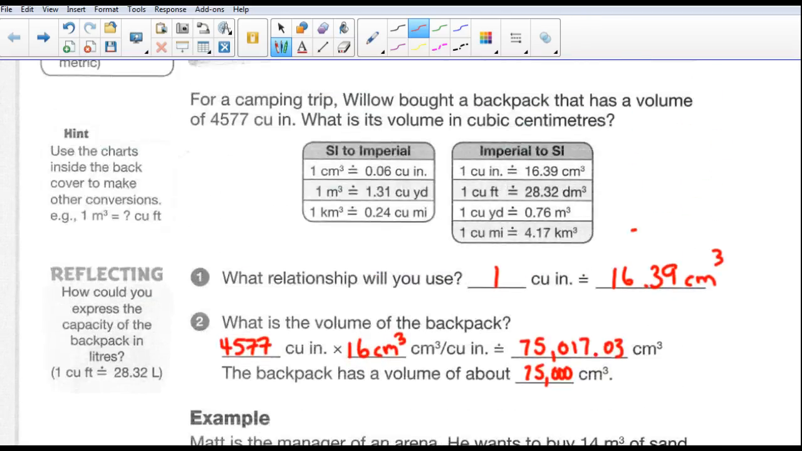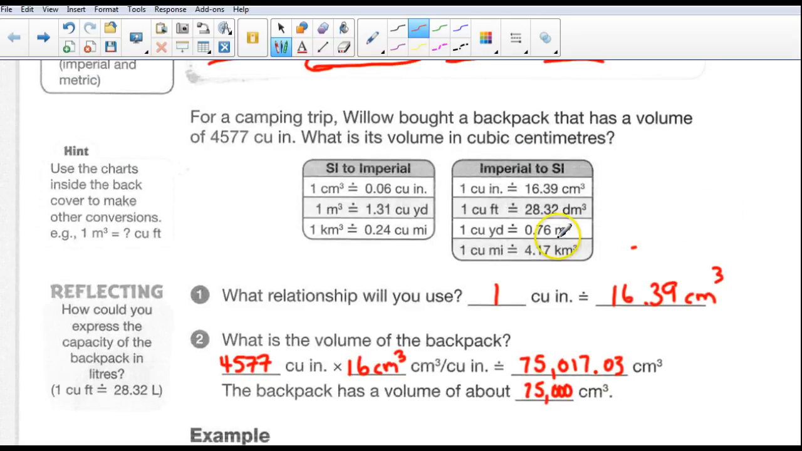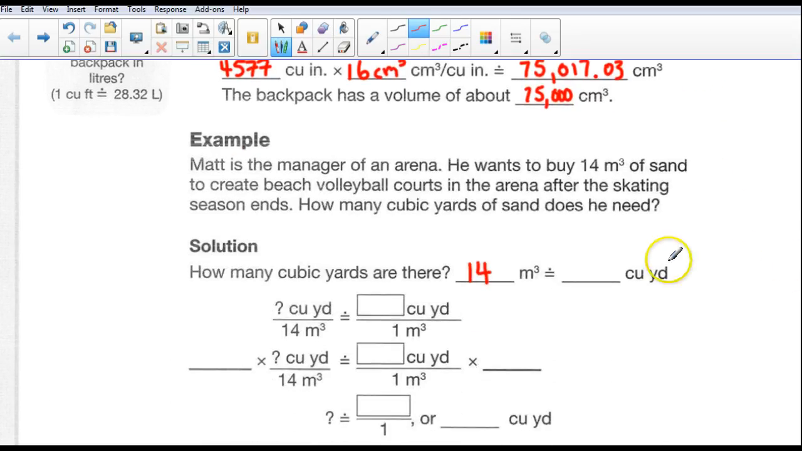So we're going to go back up to our chart. And we know over here that 1 cubic meter is the same as 1.31 cubic yards. So we're going to use that conversion ratio. So how many cubic yards? Okay, well, let's not put 14 in there yet. We're going to do the conversion ratio first. We have 1 cubic meter, it's the same as 1.31 cubic yards. Okay, so we want to know how many cubic yards there are in 14 cubic meters.